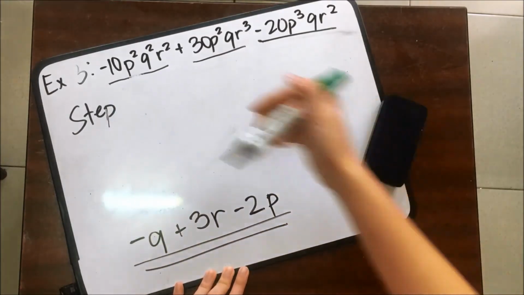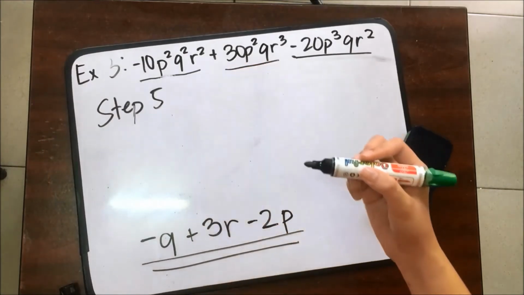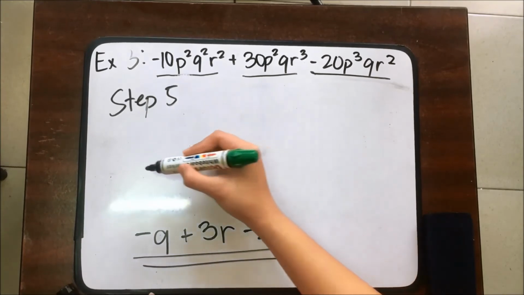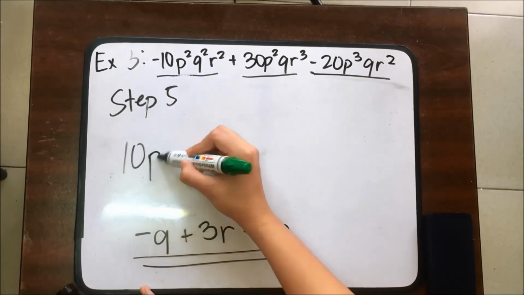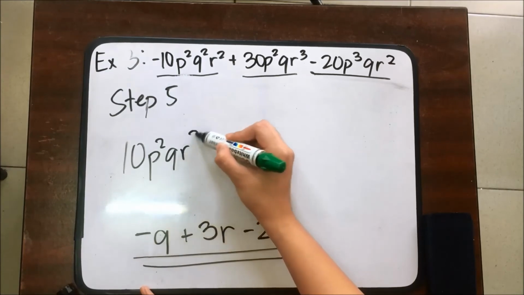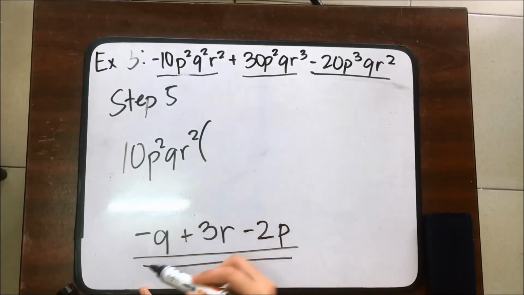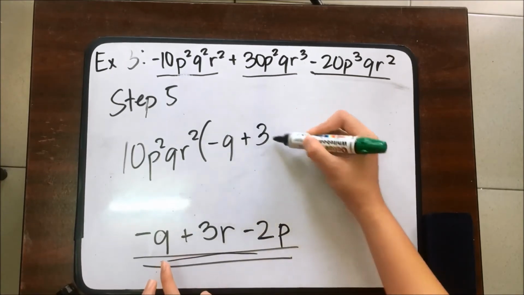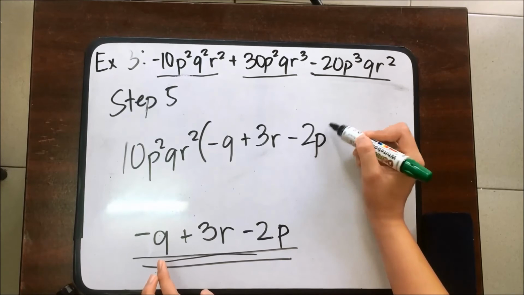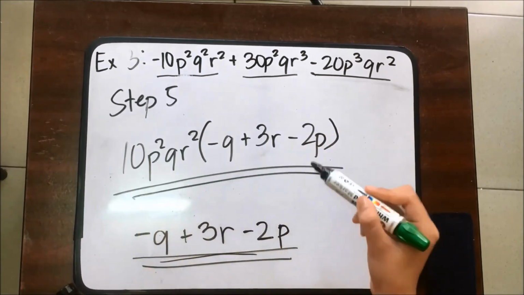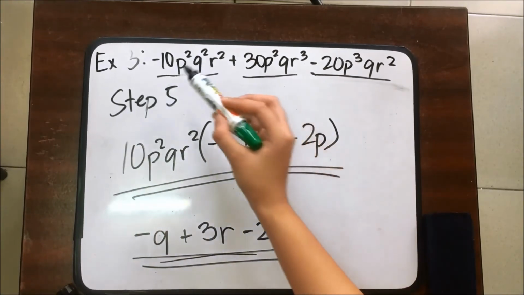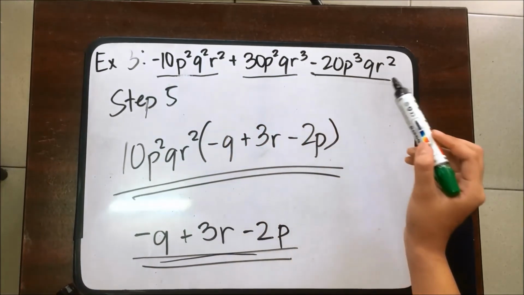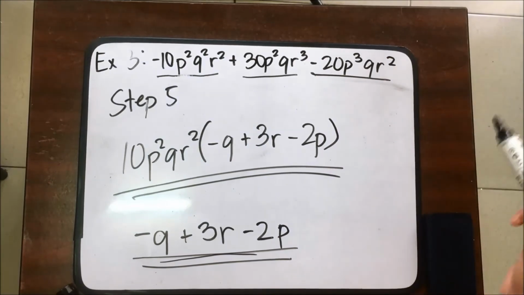Step number 5. So for step number 5, we will write the factors properly. So we will put the GCF first, which is 10 p squared q r squared, an open parenthesis, and the number that we got in step 4, which is negative q plus 3r minus 2p and close parenthesis. So this is the factored form of negative 10 p squared q squared r squared plus 30 p squared q r cubed minus 20 p cubed q r squared.